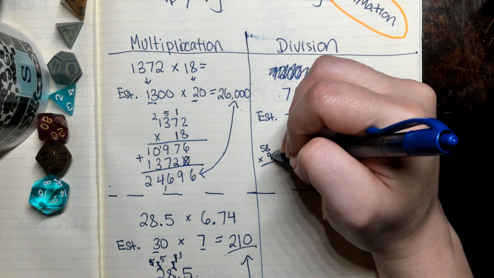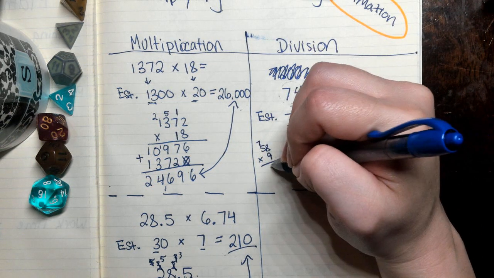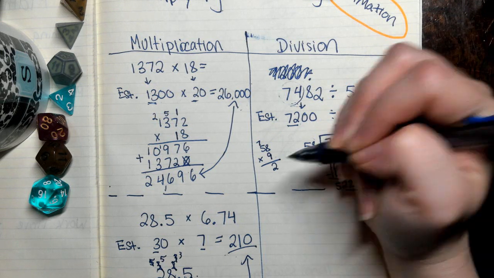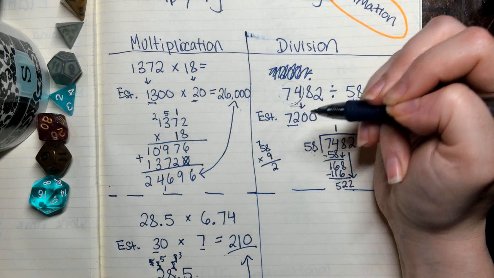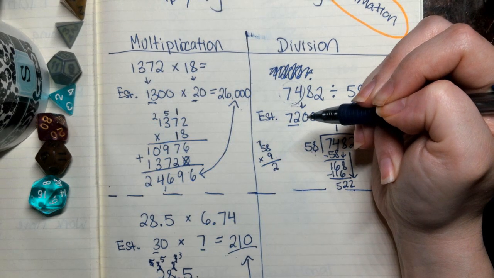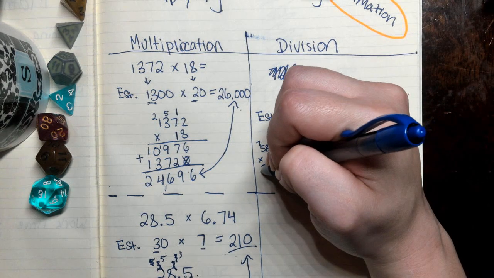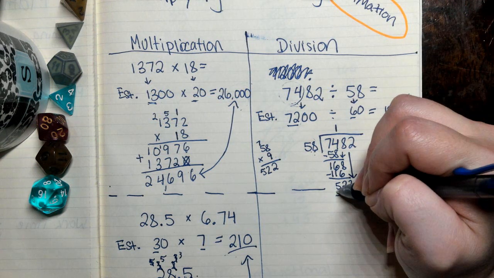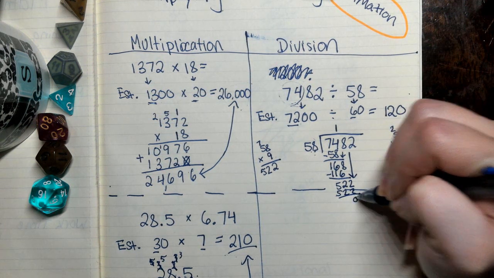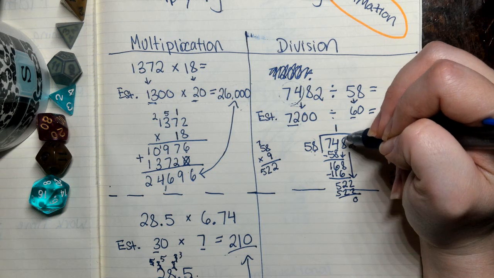9. 9 times 8 is 72. 9 times 5 is 45, plus 7 would be 52. So 522, perfect. Sometimes that doesn't happen, but that did go in perfectly.